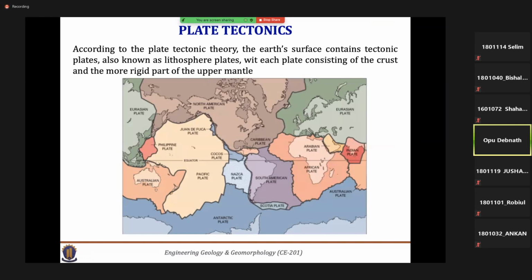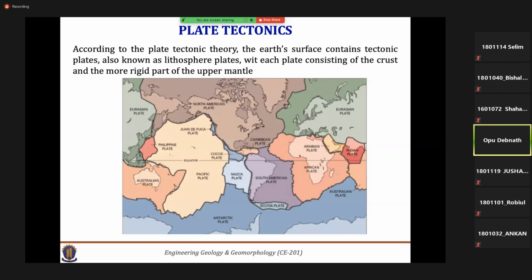That means different plates are connected to each other as lithospheric plates, and these plates consist of crust. That means in the Earth's crust there are many rigid plates. Those can move with respect to one another, and there may also be some sub-plates. That means within one plate, there may be other sub-plates.